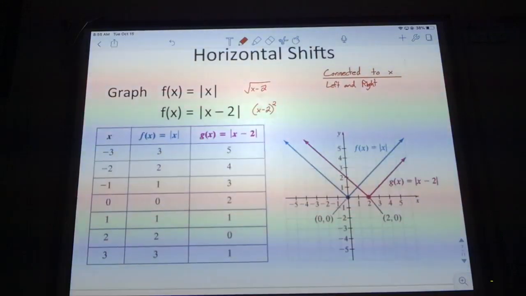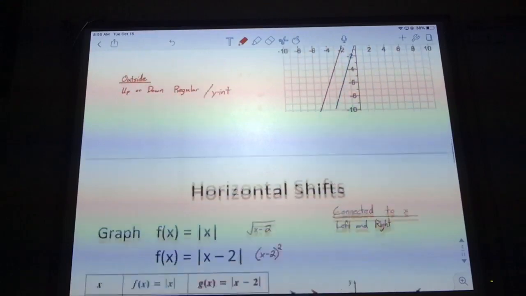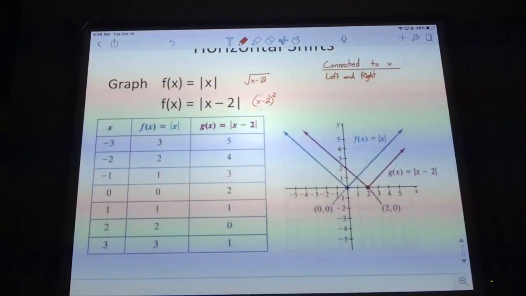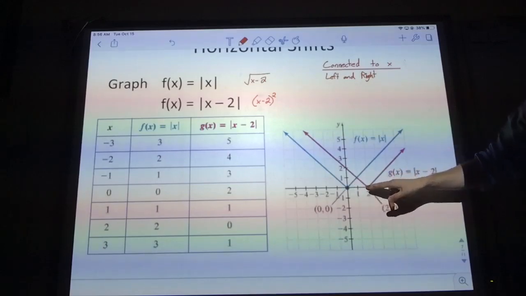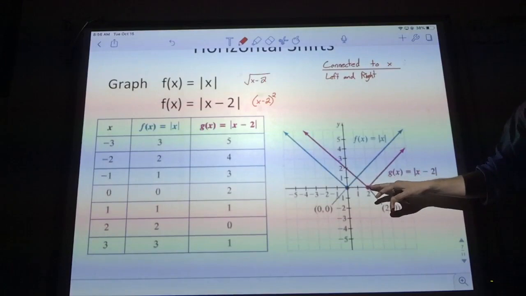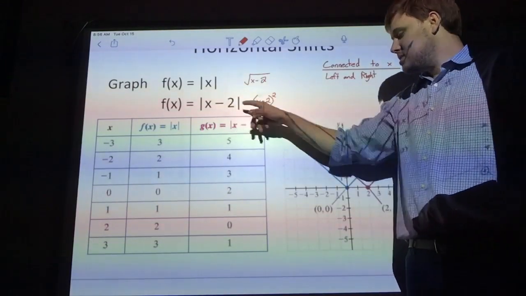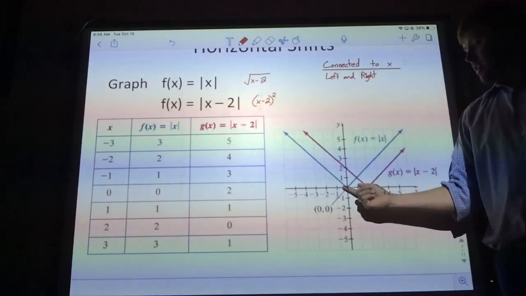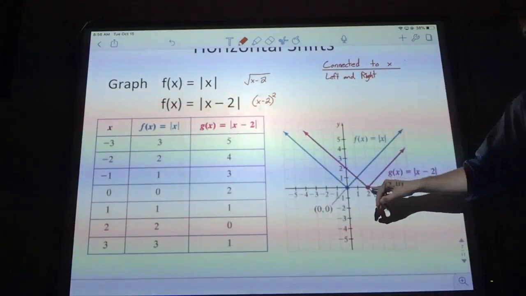Or why I chose that word regular up here. I said up and down and regular. Okay? Well, if we look at this, what happened to our graph? The blue was our original. We moved it to the right 2. But up here it says negative 2. It says minus 2. So we're going to move it opposite of what you would think. Instead of to the negative 2, we went to the right 2.